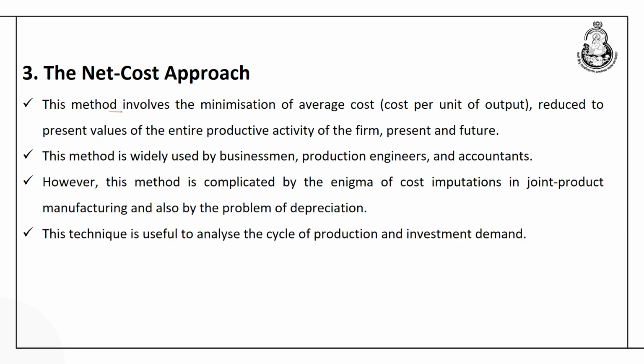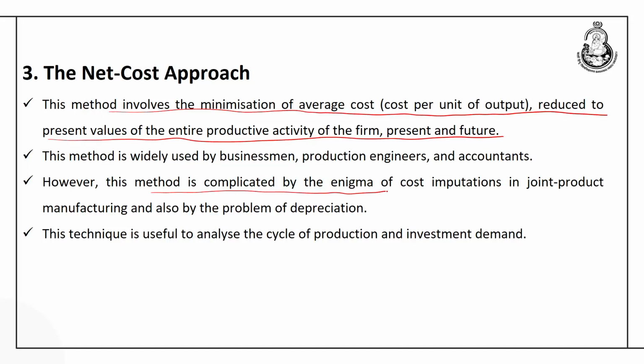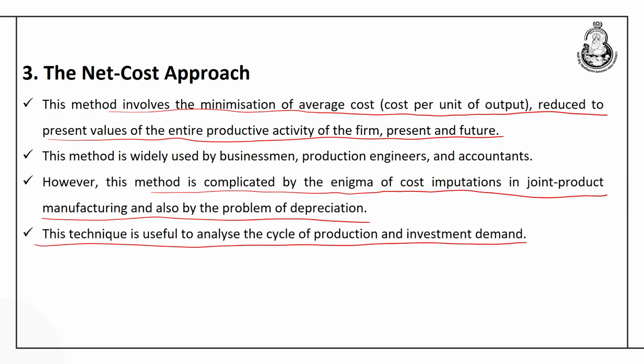There is another technique known as the net cost approach. This method involves the minimization of average cost reduced to present values of the entire productive activity of the firm, present and future. It is widely used because it is a very popular method, and this method is complicated a little bit by the enigma of cost imputation in joint product manufacturing, where companies produce more than one product, and then how to associate the cost incurred on project A or project B. In that way, this is not very useful for business organizations for incorporating risk.